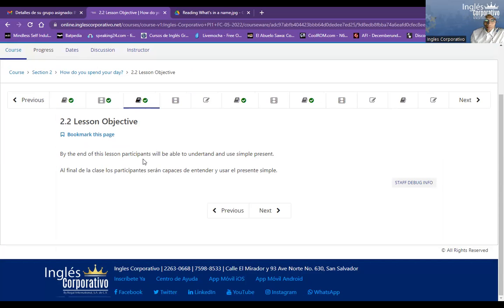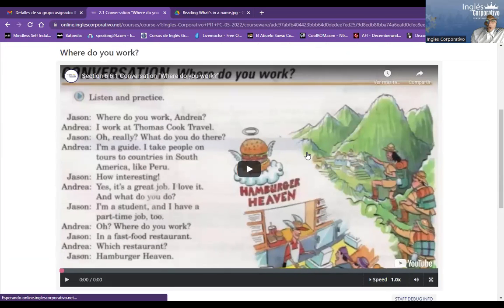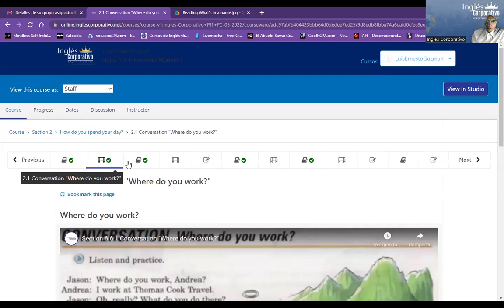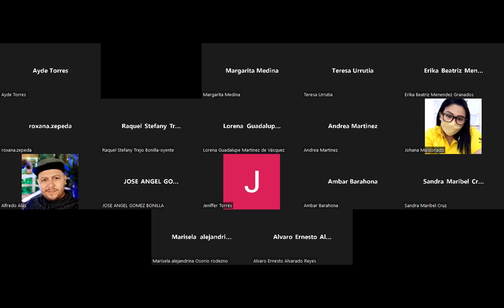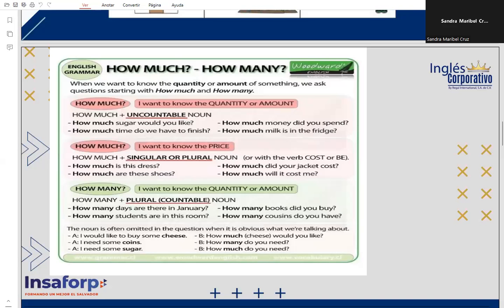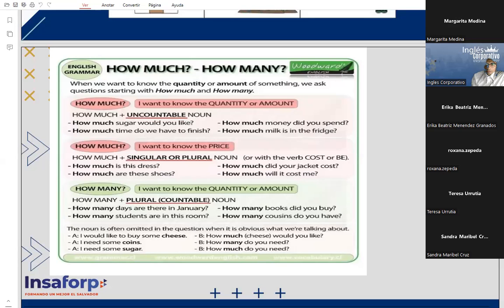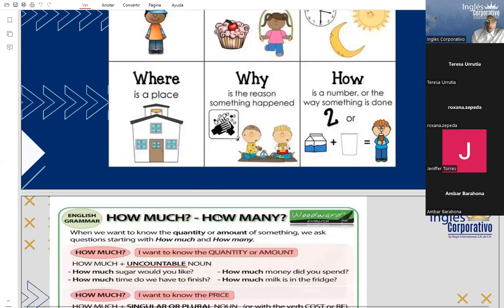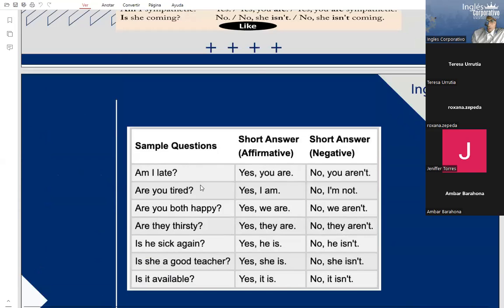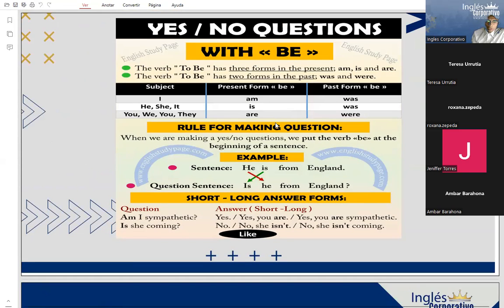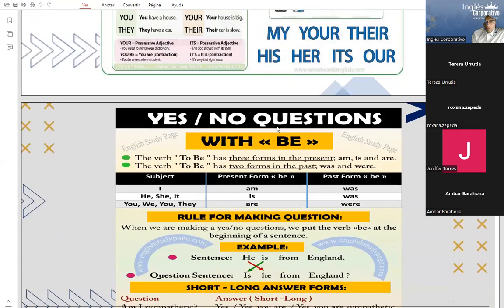Next one, by the end of this lesson, participants will be able to understand and use simple present. Well, simple present will be for tomorrow, but today we learn about WH questions. Okay, guys, today we learned about the WH questions, the difference between how much and how many, and answers using the simple present with verb be. And this is from yesterday.